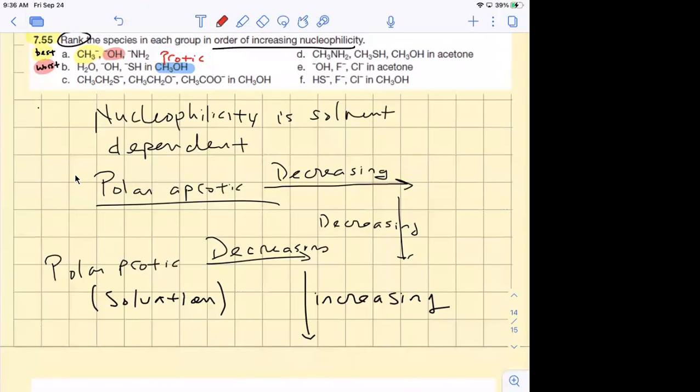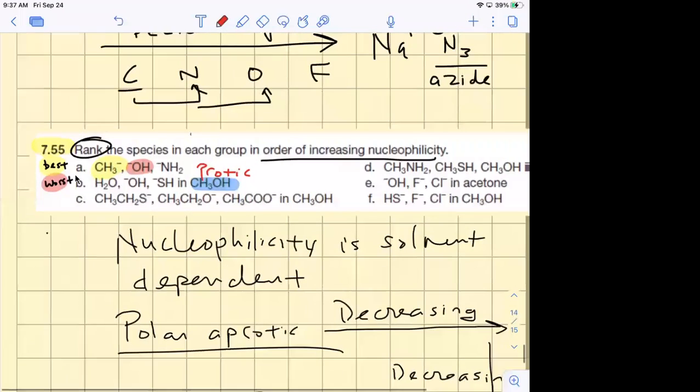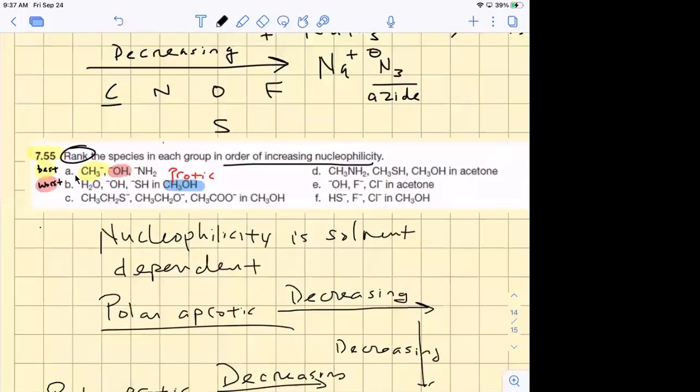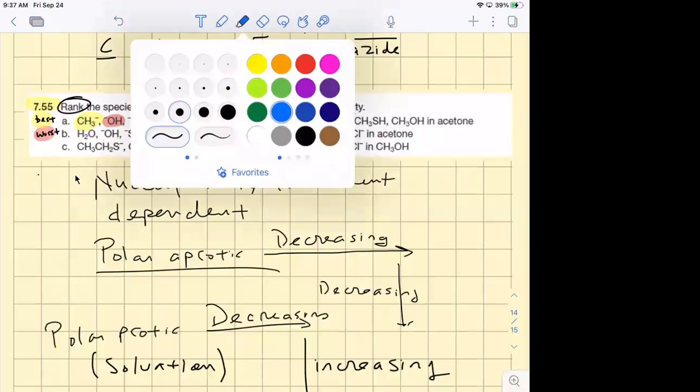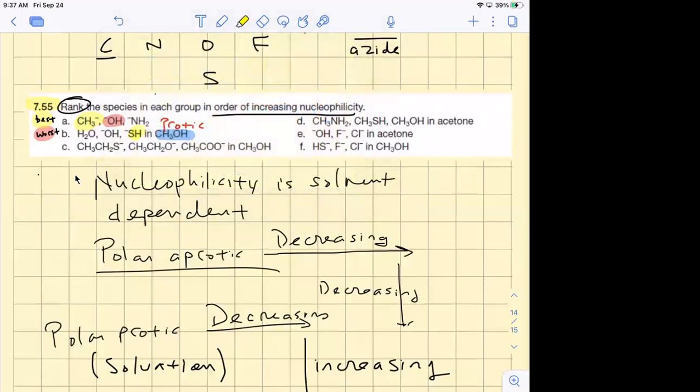Good, excellent. So think about this. Oxygen is here, sulfur is underneath it. Which one of those is going to be the best nucleophile? Notice oxygen is in both the OH, the hydroxide anion, and in water. So what you're comparing now is oxygen and sulfur in a protic solvent. Which one is going to be best? Sulfur, because it's down the group, under oxygen. And so in a protic solvent, sulfur is a better nucleophile.